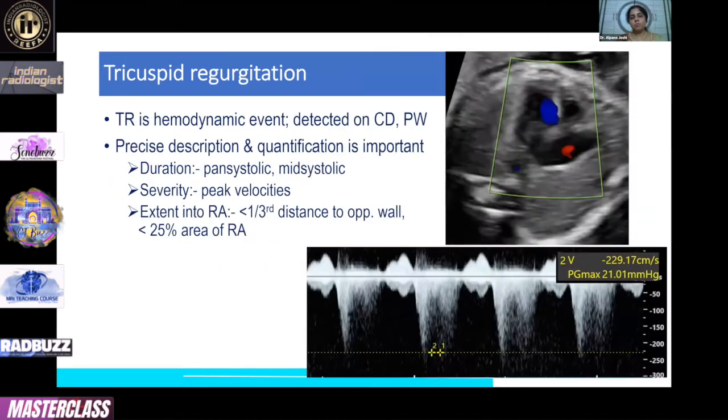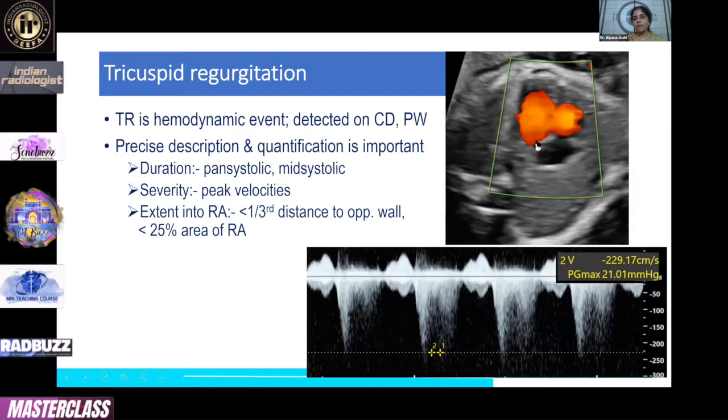And let us come to tricuspid regurgitation. Now it is a hemodynamic event. It is not that the valve has to be echogenic or dysplastic all the time. It is detected on color Doppler or PW. So a precise description and quantification is very important. The duration, whether it is pan-systolic or mid-systolic, the severity, which is by peak velocities or the gradient across it, and the extent into the right atrium. It may be less than 1/3 of the distance to the opposite wall. It can be less than 25% area of the right atrium, or almost occupying the entire right atrium. So you need to describe these properly.